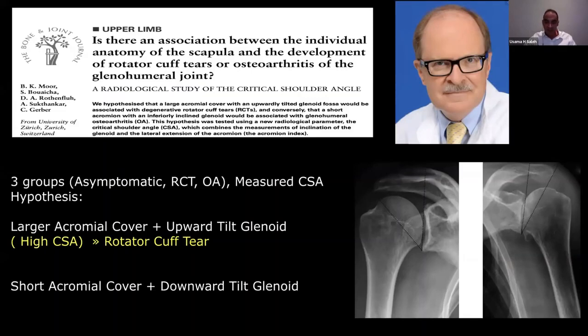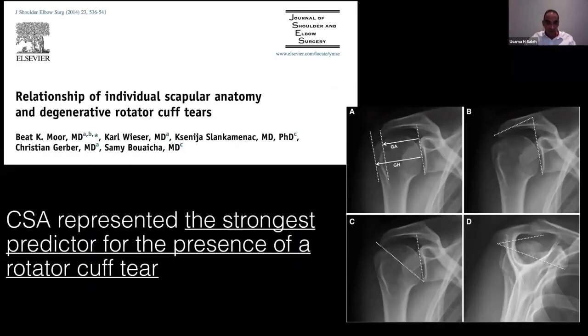And he found that in patients with rotator cuff tear or rotator cuff tendinopathy, there is a large acromial coverage and upward tilting of the glenoid, and he measured an angle between these two lines and called it the critical shoulder angle. And he found that patients who had a high critical shoulder angle had a high tendency to develop rotator cuff tendinopathy and rotator cuff tear. On the other hand, patients with a low critical shoulder angle usually get osteoarthritis of the glenohumeral joint. And people started investigating after that.